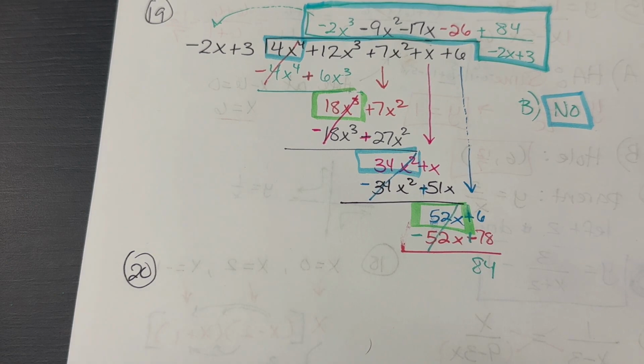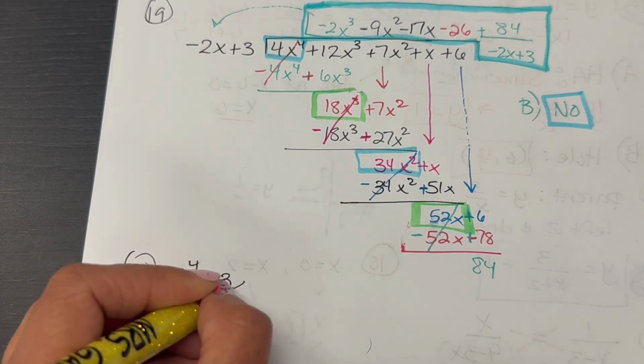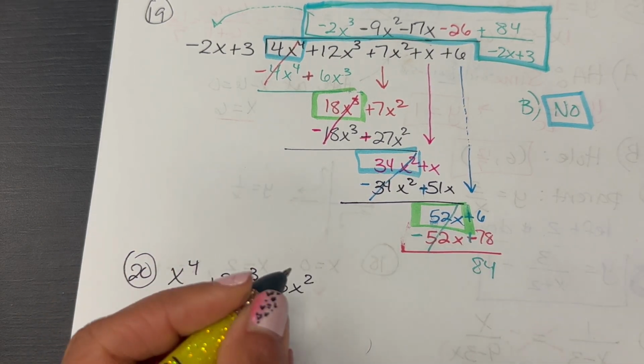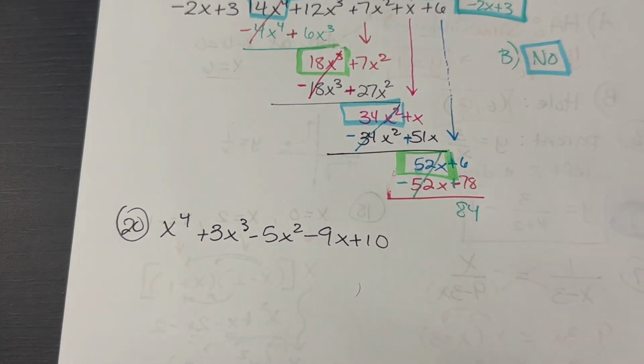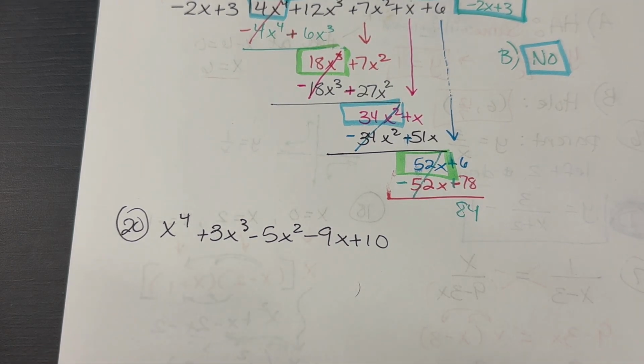Number 20, it says find the roots of x to the 4th plus 3x cubed minus 5x squared minus 9x plus 10. And we need to find the roots. And there's 4 drop-down menus, which makes sense because it's to the 4th power, so there are 4 roots. In your first drop-down menu, it gives you clues. You can pick 1, -1, 5, or -5.